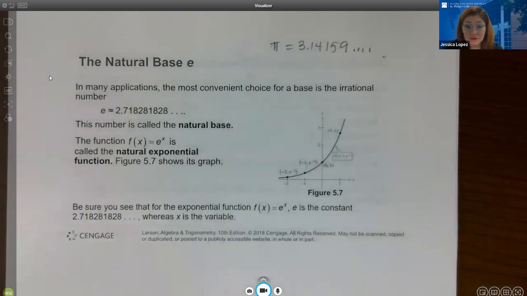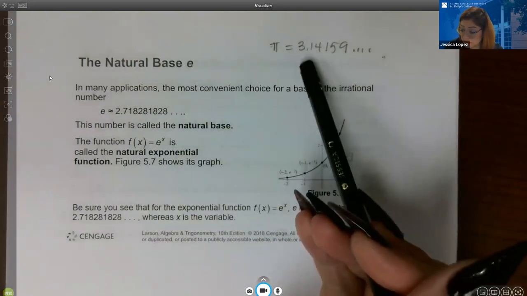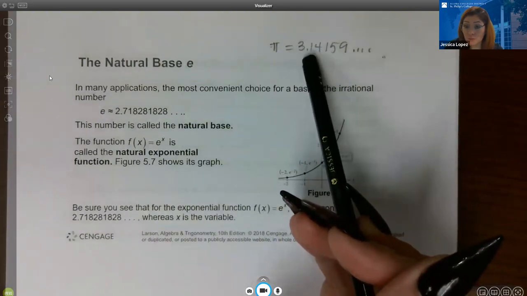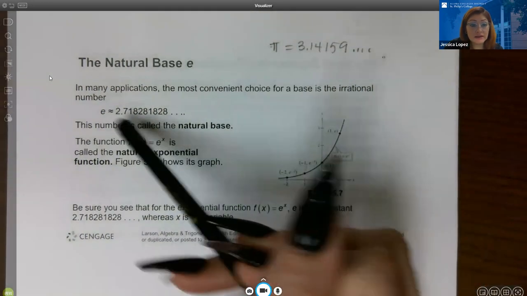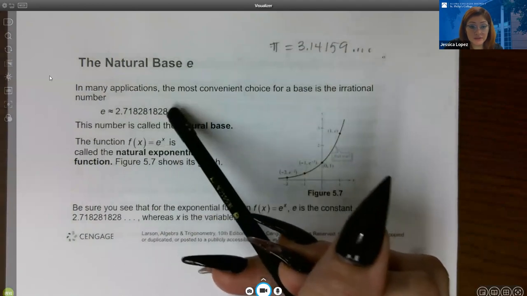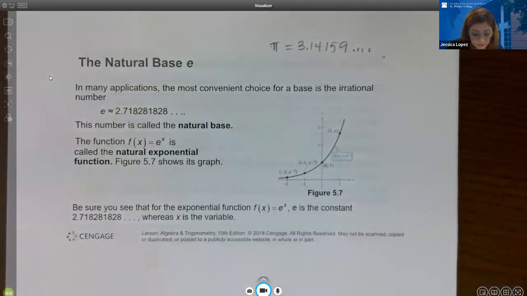But the number itself is kind of like pi. Pi is always 3.14159265, blah, blah, blah. e is also always this number, and this pattern does not continue after that.